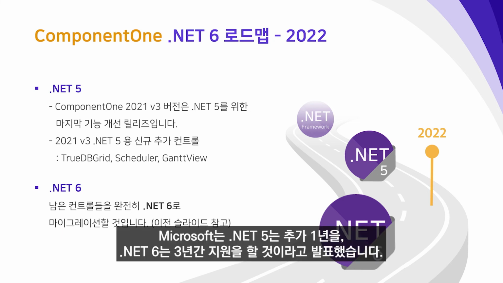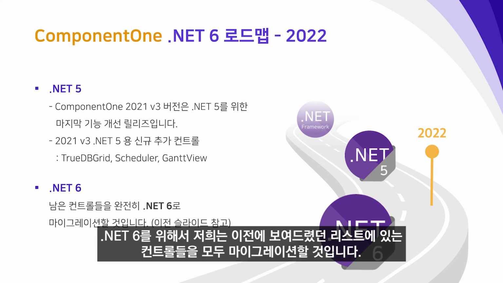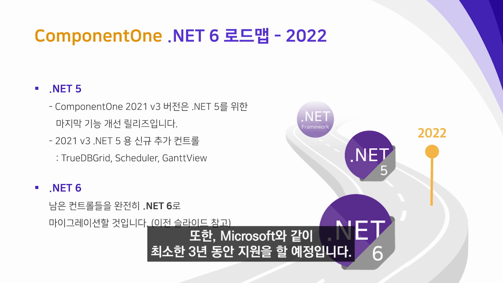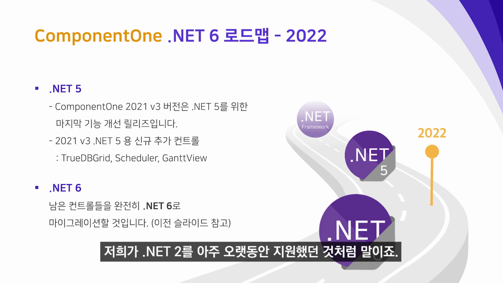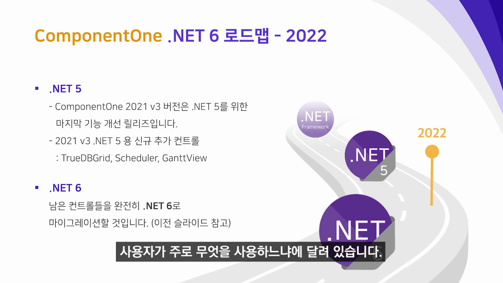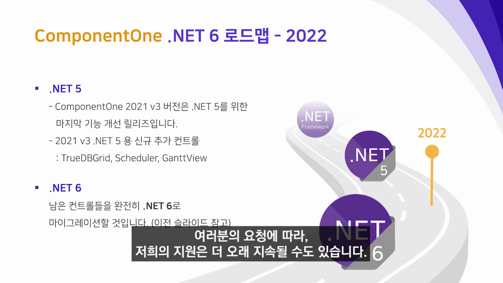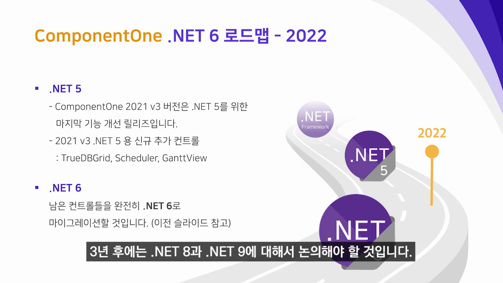Microsoft, as you may or may not know, has committed to 1 year of support for .NET 5, 3 years for .NET 6. For .NET 6, we will complete the migration of the controls that I just previously listed. And again, we will have at least 3 years of support, just like Microsoft. But this will also depend upon if people are using it. Because like I showed in that earlier chart, we supported .NET 2 for a very long time. So it really depends on what people are using. So our support may be longer. It'll depend upon the demand. In 3 years' time, we'll be talking about .NET 8 and .NET 9.